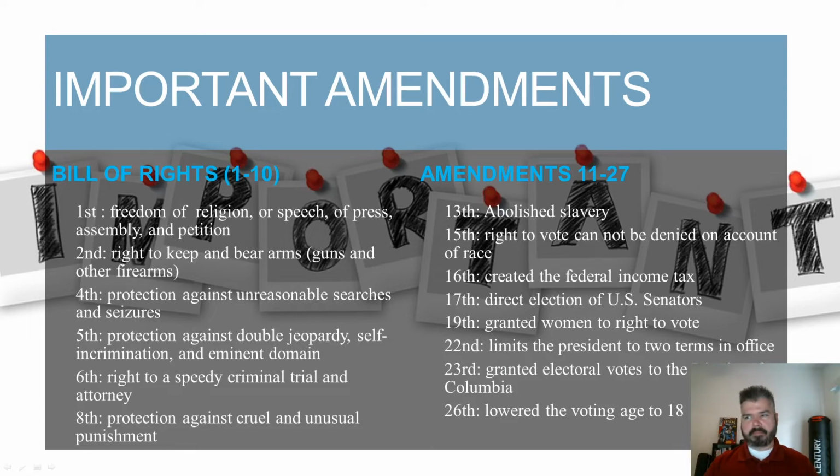So some important amendments, right? We're going to dive deep into the civil liberties. But for now, the Bill of Rights, the first 10 amendments, right? We have freedom of religion, speech, press, assembly, and petitioning of the government, giving them a list of grievances. The Second Amendment, the right to bear arms. This is where we get the idea of, we have the right to a firearm and other types of weapons. Then we got the Fourth Amendment, the protection against unreasonable searches and seizures by the government. We have the Fifth Amendment, protection against double jeopardy. That is the idea that I can't be tried twice for the same crime.